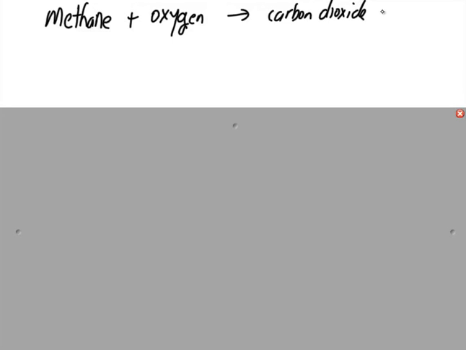So by way of example, let's look at the example we looked at in class, which is methane reacts with oxygen to produce carbon dioxide and water. So this is a word equation. Methane, you'll have to remember, has the chemical formula CH4, plus oxygen. Now, oxygen is one of those diatomic molecules.